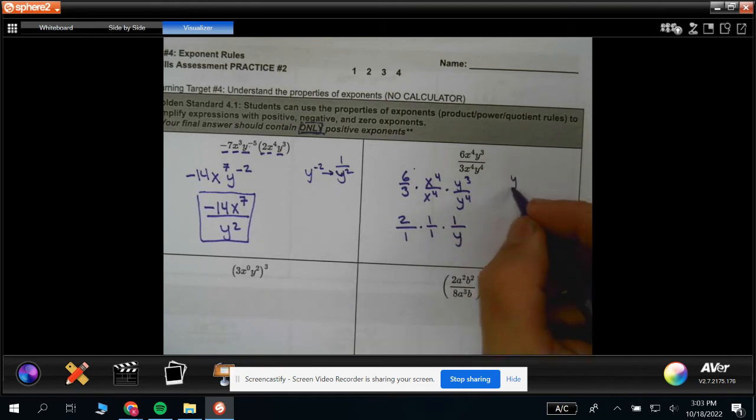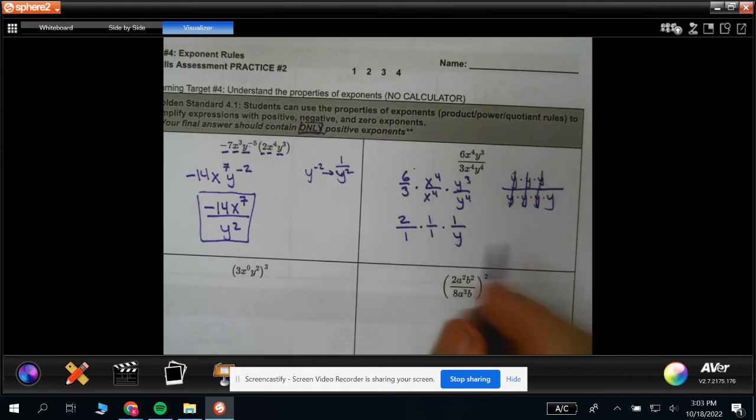We cancel out. This looks like this, over y times y times y times y. Cancel, cancel, cancel. You're left with 1 over y. Multiply it all together. 2 times 1 is 2. 1 times y is y.